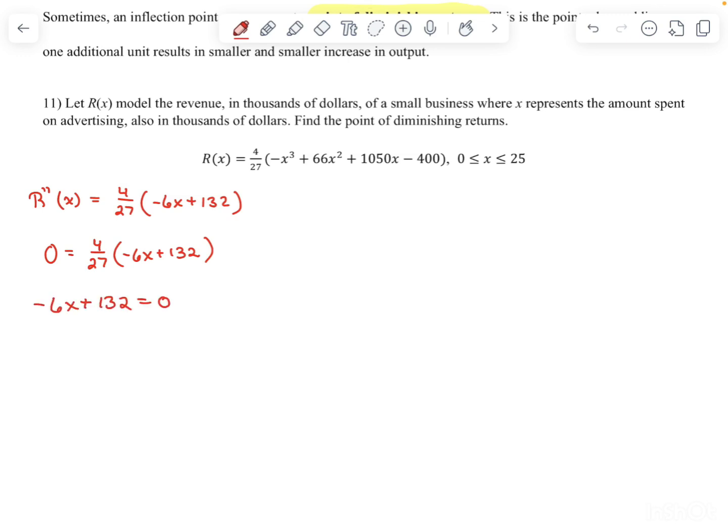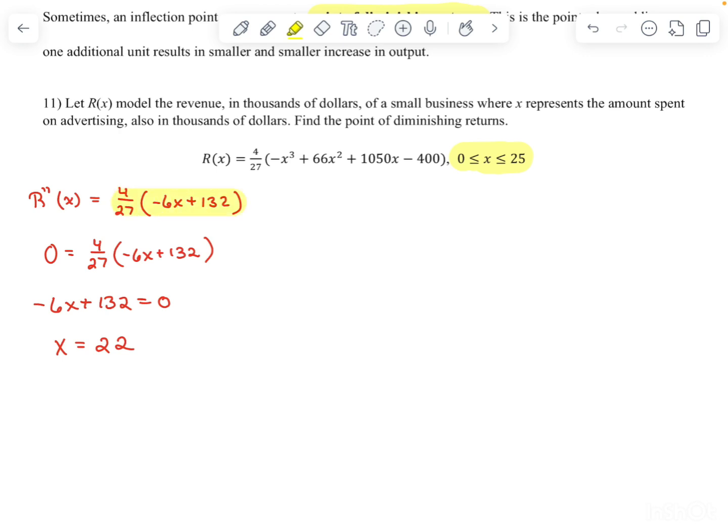To solve for x, we're going to subtract 132 from both sides and divide both sides by negative 6. So x is equal to 22. Since 22 is within the domain of this function, there is a possible inflection point at x is equal to 22. However, we will not know until we determine if the second derivative changes signs at x is equal to 22. Now to determine where the second derivative is undefined.